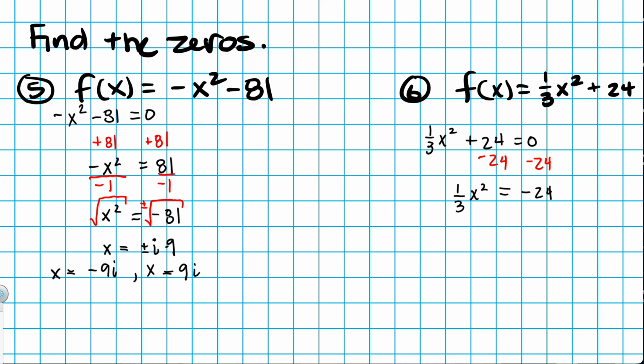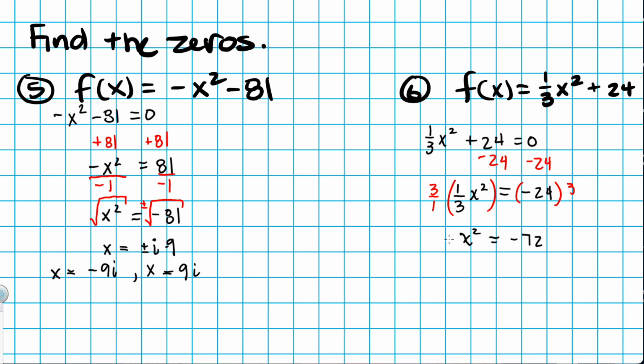Now, in trying to keep the x squared by itself, we're going to multiply by 3/1, or the reciprocal of 1/3, which happens to be just 3. You actually don't need to write it on the left side at all. So on the left side, what we end up getting is 1/3 times 3/1, or 1/3 times 3, which is just x squared. So we have x squared equals 24 times 3, which is negative 72. So we have x squared is equal to negative 72.